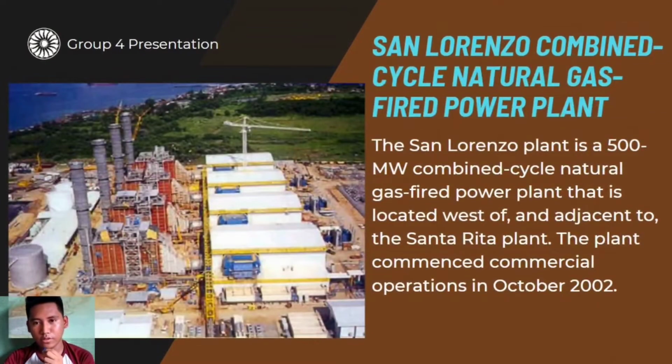Next is the San Lorenzo Combined Cycle Natural Gas Fired Power Plant. San Lorenzo plant is a 500 megawatt combined cycle natural gas fired power plant that is located west of and adjacent to the Santa Rita plant. The plant commenced commercial operations in October 2002.